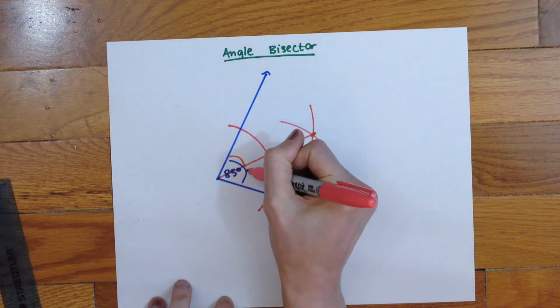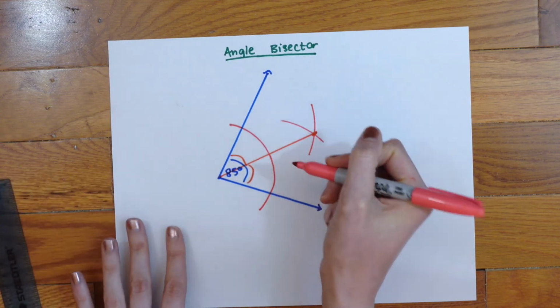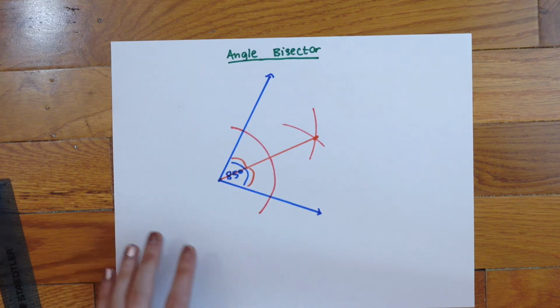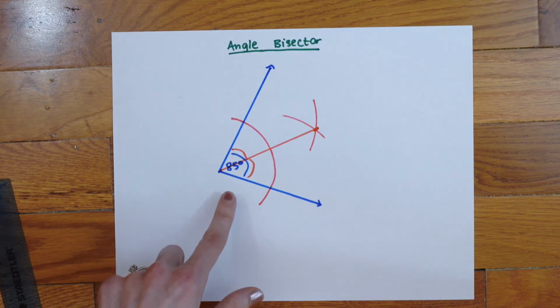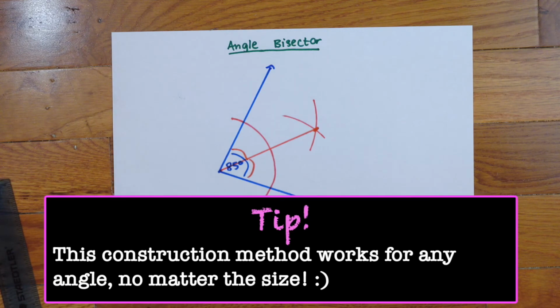So notice both of these sides are equal. We split our angle in half. So in this example we have an angle that's 85 degrees, but this will work for an angle of any size.